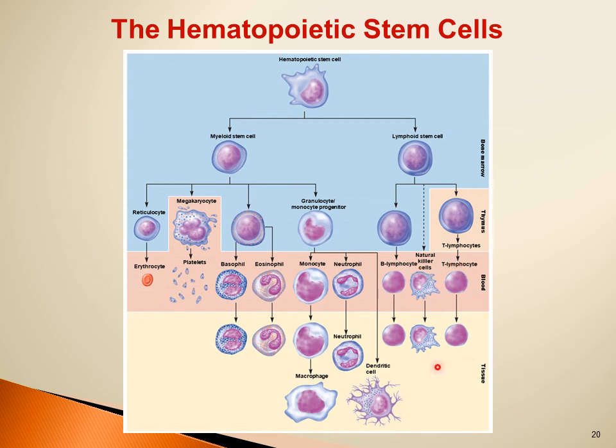All of them will enter the blood. The basophils and eosinophils will enter into the blood. Monocytes can be activated and become macrophages. Neutrophils also enter the blood, and one of the cells that arise from the granulocyte monocyte progenitor cells are the dendritic cells, and these are cells that have the ability to undergo phagocytosis.